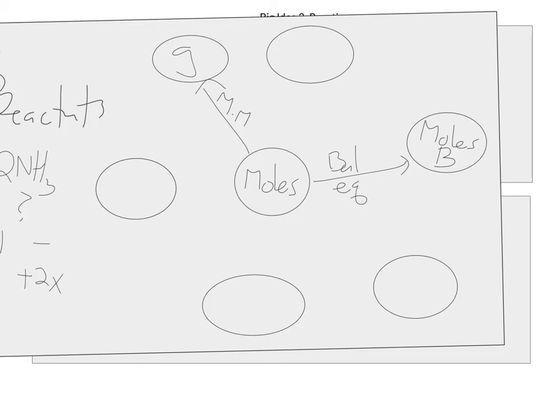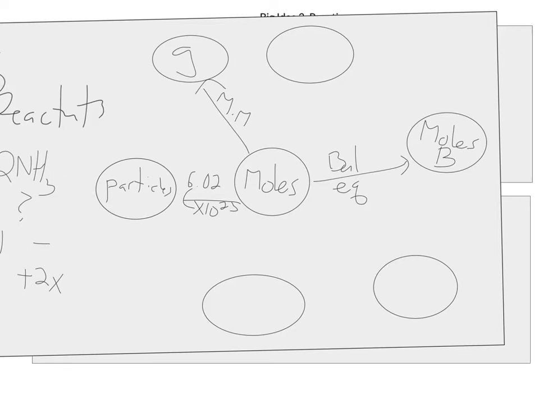Some other ones that we're going to do are we can do Avogadro's number. So that would be atoms, molecules, we just generically say particles. How many individual things are there? And that is our definition of a mole. 6.02 times 10 to the 23rd power is 1 mole. So we can convert to individual atoms or particles.